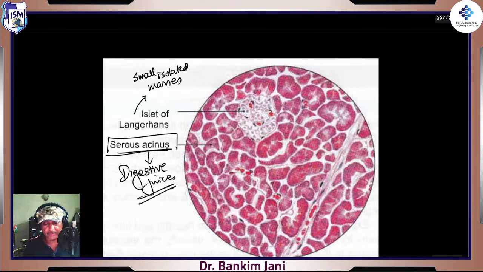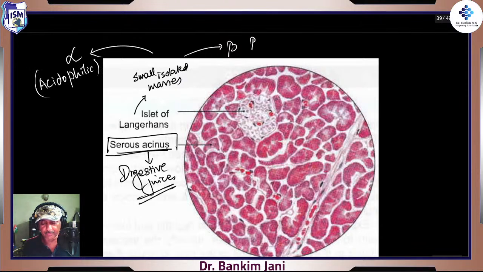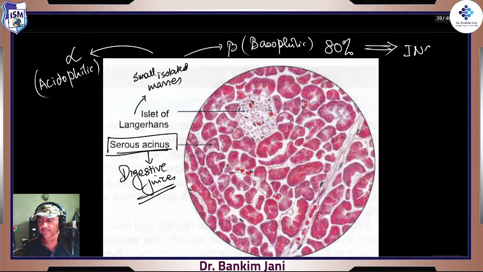Now they can be divided into two parts. There are a few cells which are acidophilic, and a few cells which are basophilic, right? So alpha cells and beta cells. A for alpha, A for acidophilic. B for beta, so B for basophilic. But basophilic cells are more in number, almost 80%, and they secrete insulin.